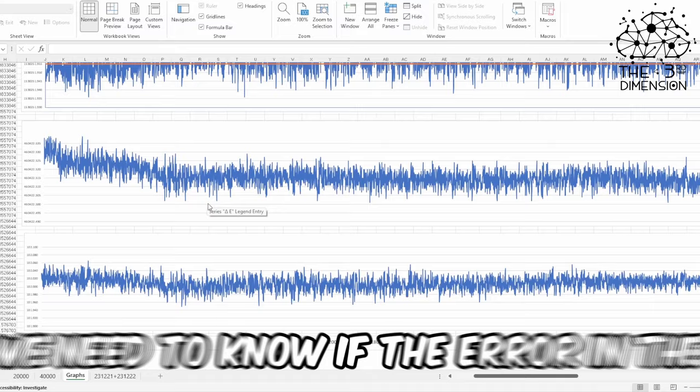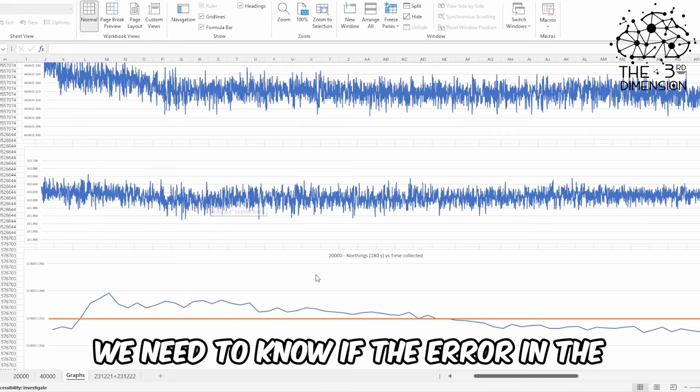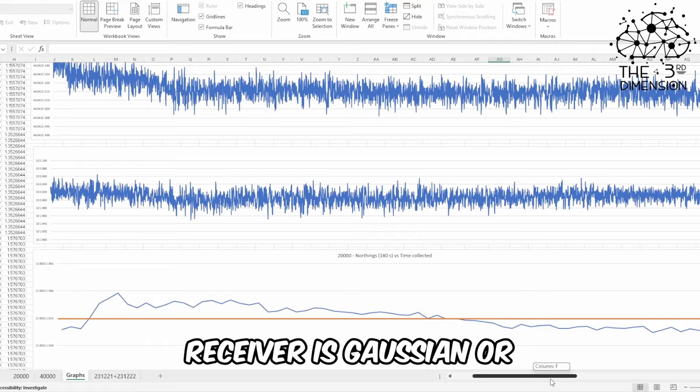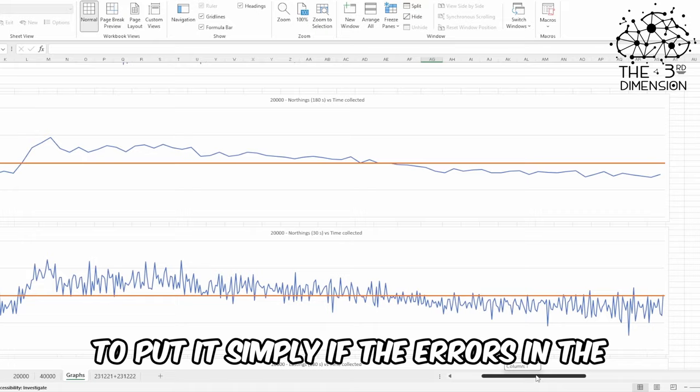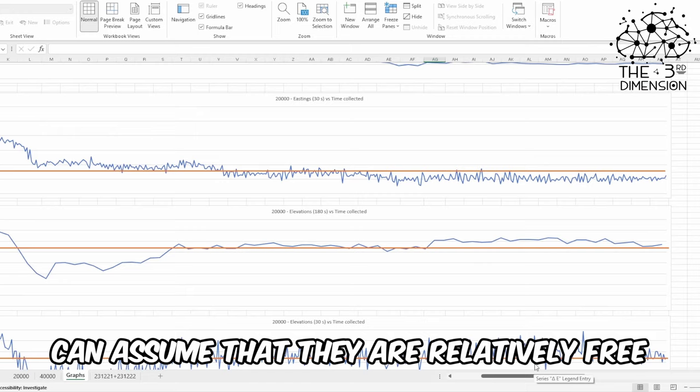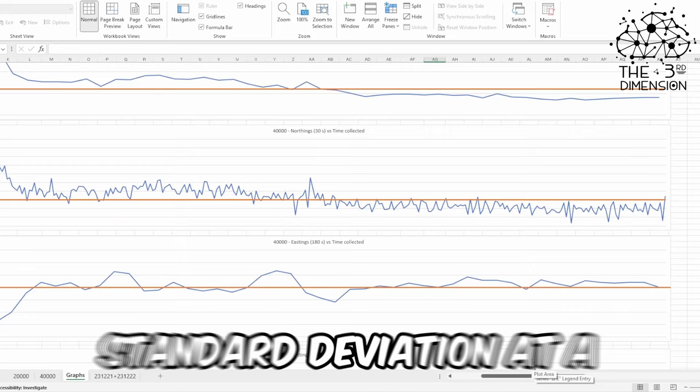We need to know if the error in the vector from the center of the base receiver to the center of the rover receiver is Gaussian or follows a normal distribution. To put it simply, if the errors in the vector follow a normal distribution, we can assume that they are relatively free of systematic error and that the mean value should be the true value within the standard deviation at a given confidence interval.